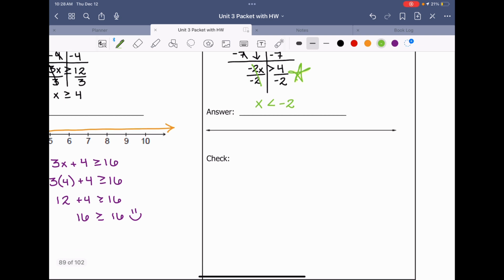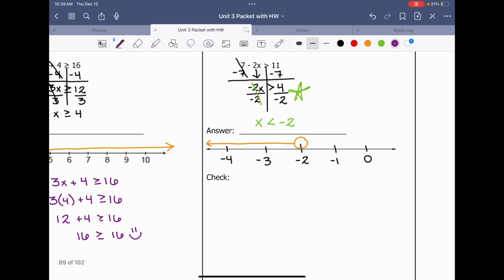Let's go ahead and set up our table. So negative 2 goes in the middle. And remember, we're counting up to the right, counting down to the left. I'm going to put a circle at negative 2. It should be an open circle because negative 2 is not included in the answers. Any value smaller than negative 2 is a possible answer. Let's go ahead and check.